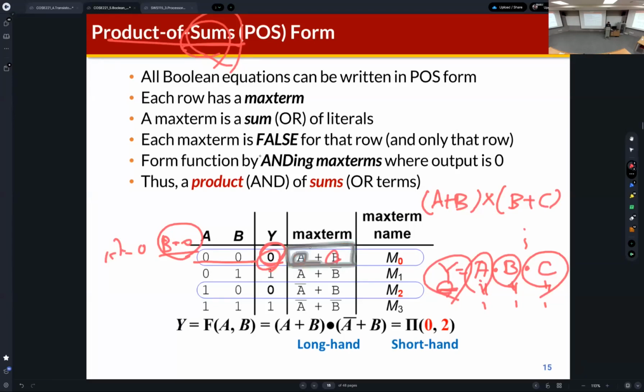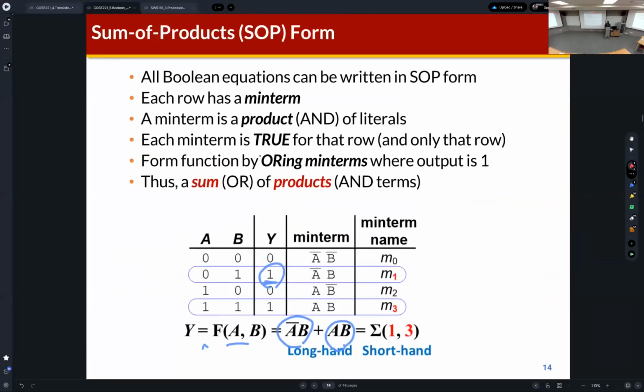Okay. So what is different? In the SOP form, in order to make y 1, we need to focus on this term. Which means that in this truth table, if a equals 0 and b equals 1, then y becomes 1. So in order to make y 1, we need to multiply a bar and b. Okay. So using the min term, we can make this y 1.